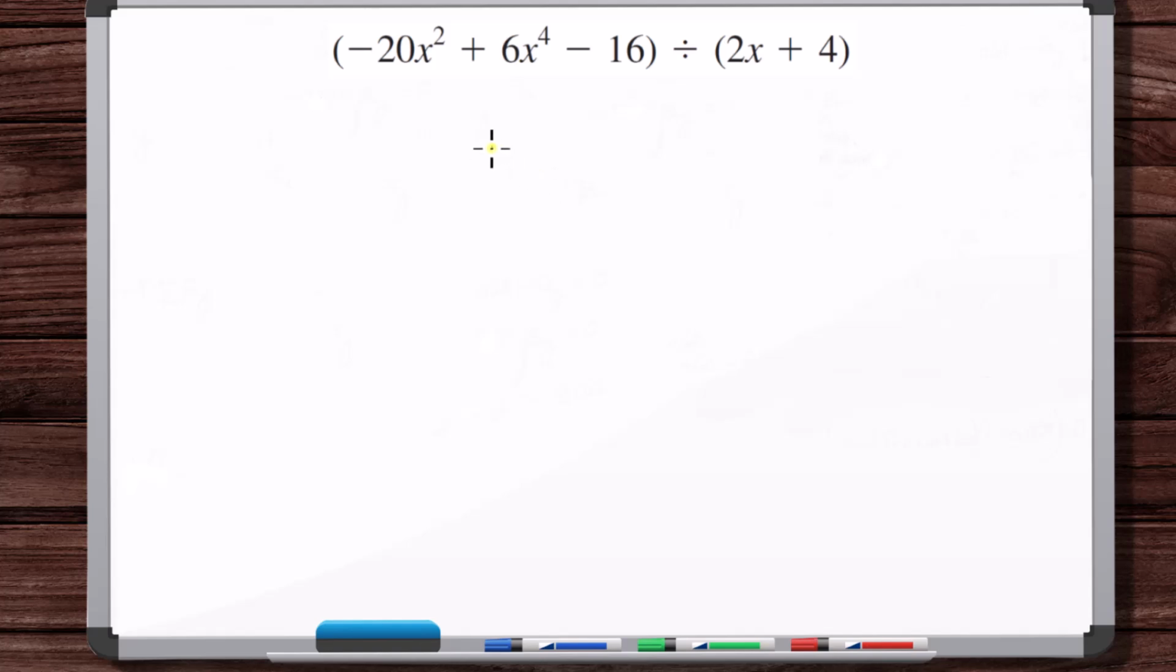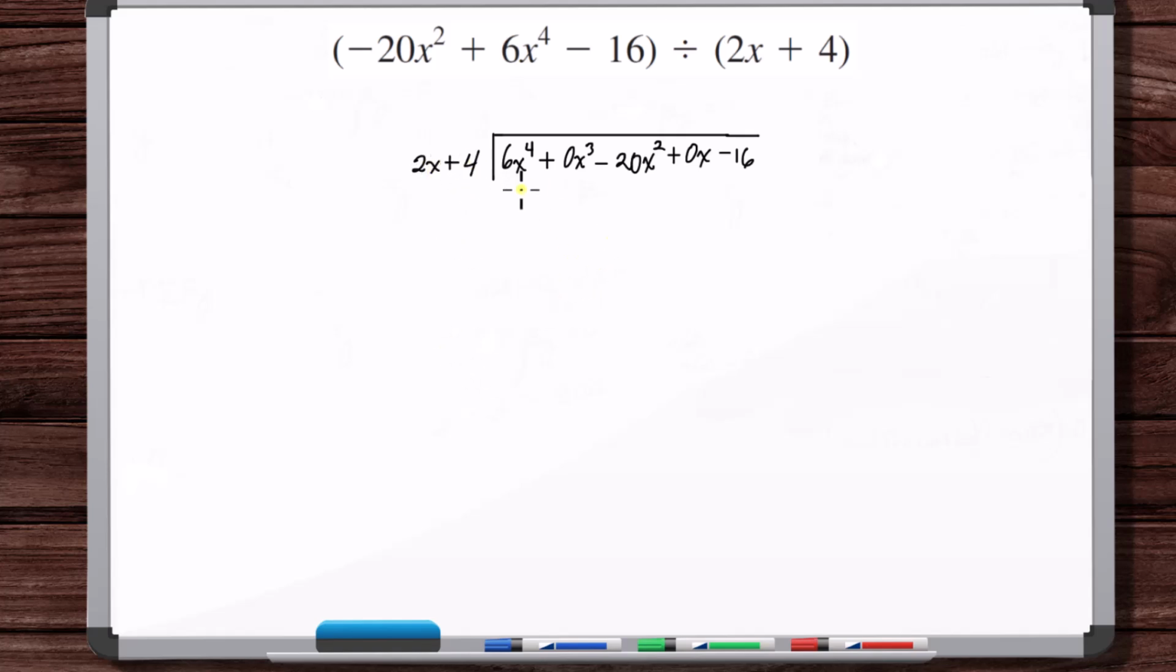Okay, let's put the division symbol. Write the dividend in descending order, with any placeholders. So we've got 0x cubed minus 20x squared. We need another placeholder. 6x to the fourth plus 0x cubed minus 20x squared. Yeah, there we go.